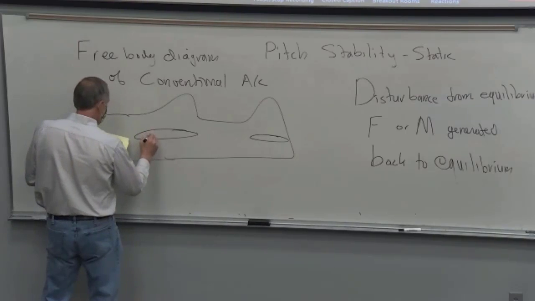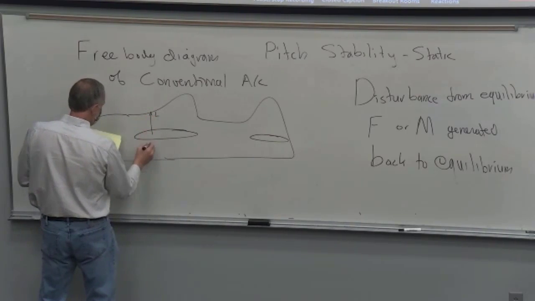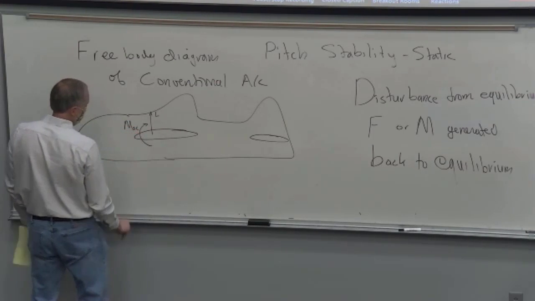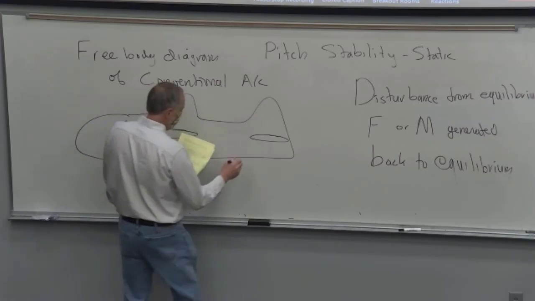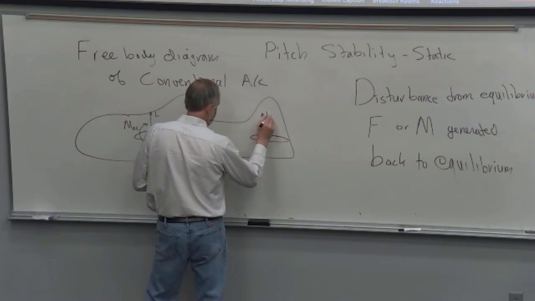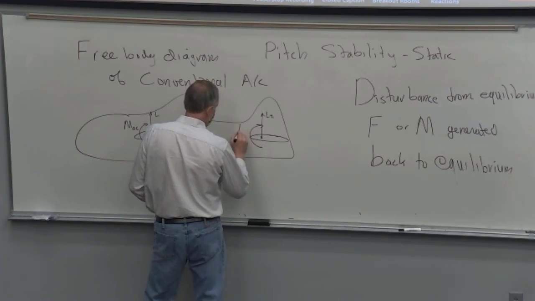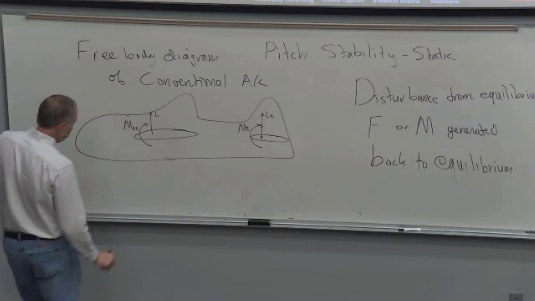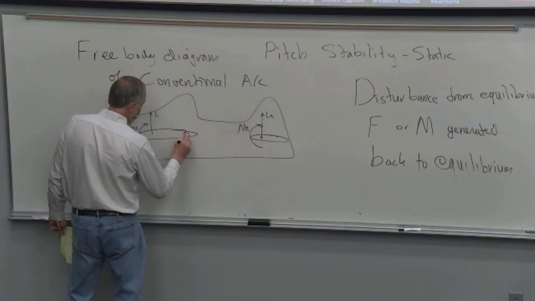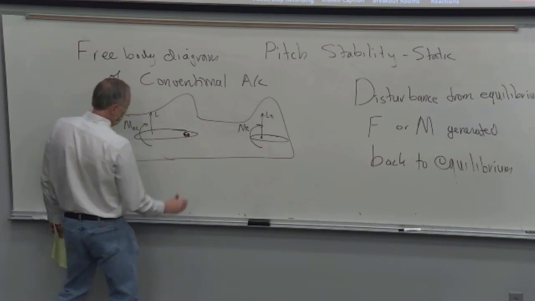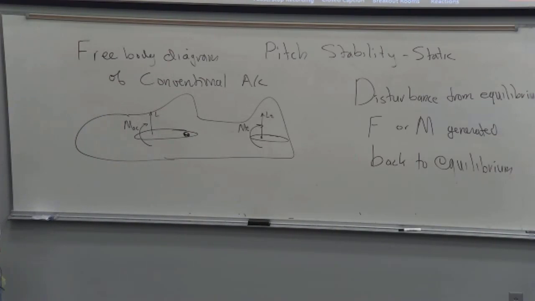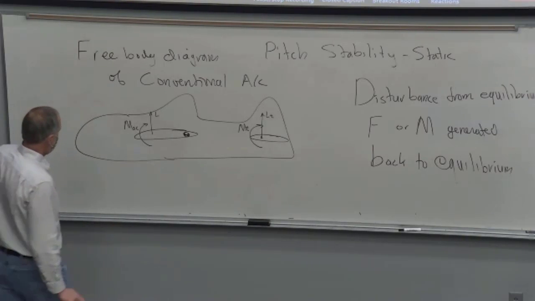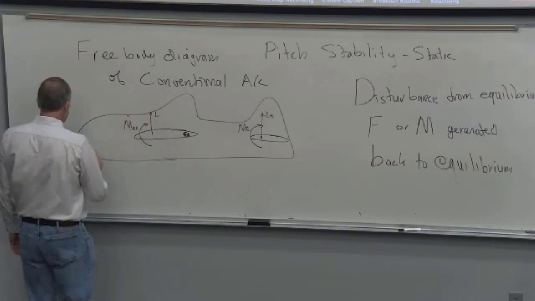So on the wing, we have lift and a pure couple. On our tail, we have lift and a pure couple. And let's say the CG, the center of gravity, is right here. Can we get pitch trim? We've got, let's say, a nose up moment there.